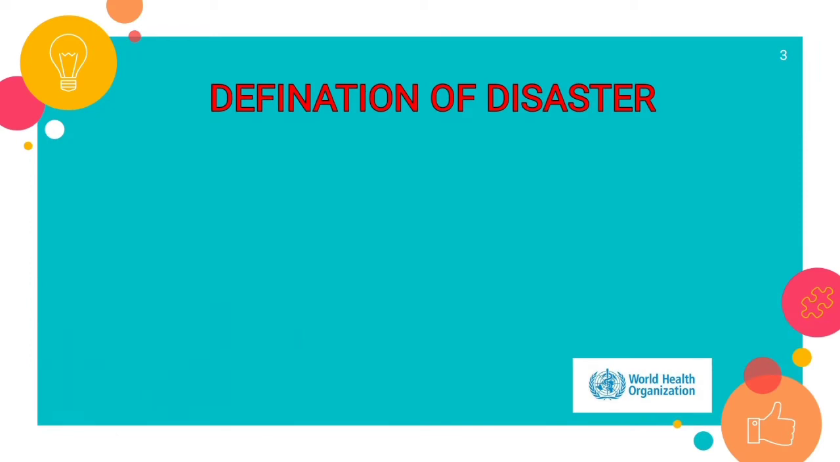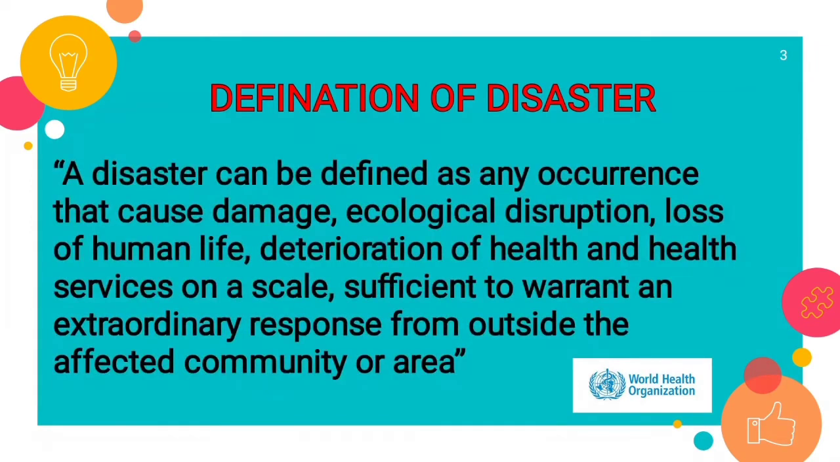Definition of disaster. A disaster can be defined as any occurrence that causes damage, ecological disruption, loss of human life, deterioration of health and health services on a scale sufficient to warrant an extraordinary response from outside the affected community or area. It means that disaster is a life-threatening condition and causes many losses.